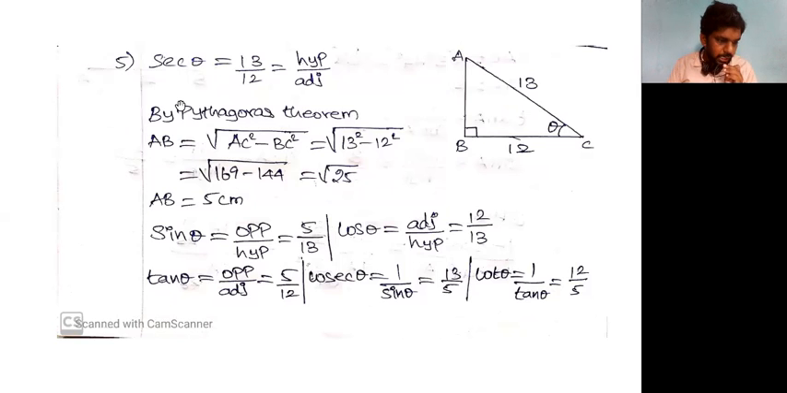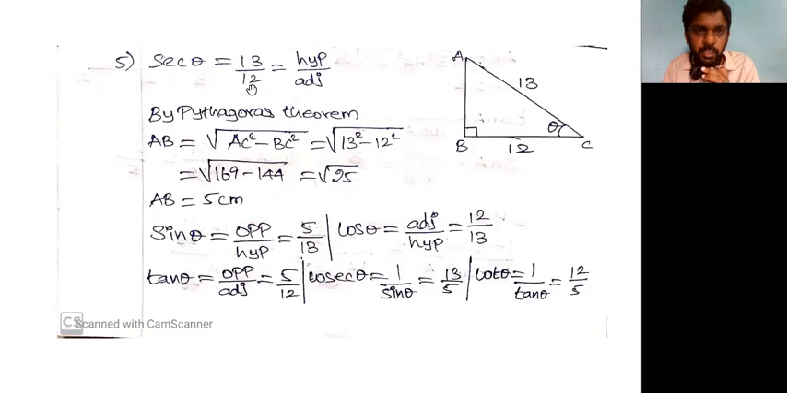Fifth question. Given secant theta is equal to 13 by 12, calculate all other trigonometric ratios. We'll be finding all the other trigonometric ratios here. By Pythagoras theorem, we have to find the third side. First, we'll have to draw a right angle triangle. Let this triangle be ABC. So let this angle be theta. It is given that secant theta is equal to 13 by 12.